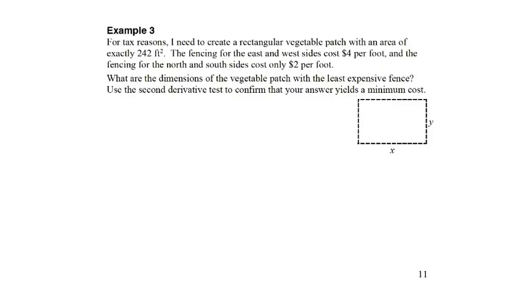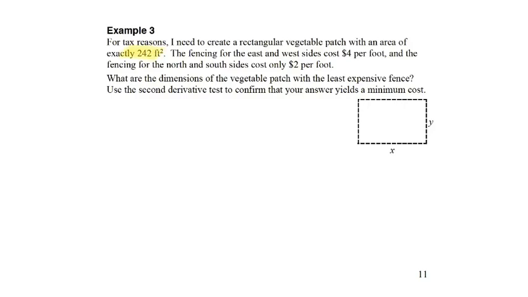Example 3. For tax reasons, I need to create a rectangular vegetable patch with an area of exactly 242 square feet. The fencing for the east and west side costs $4 per foot, and the fencing for the north and south side costs only $2 per foot. Talk about that in a minute. What are the dimensions of the vegetable patch with the least expensive fence? Use the second derivative test to confirm your answer yields a minimum cost.